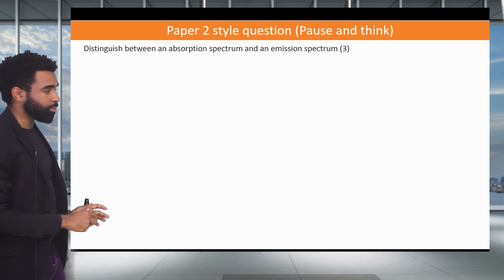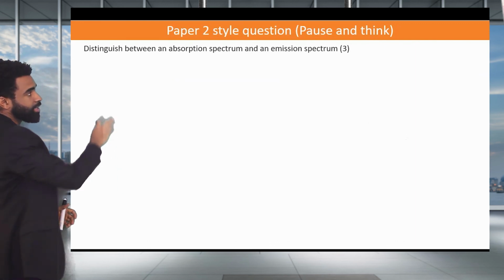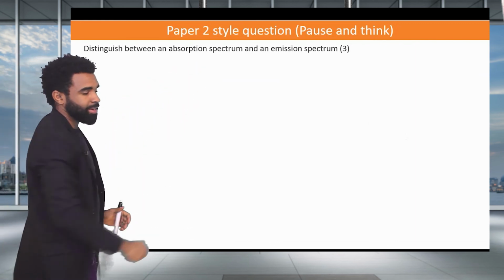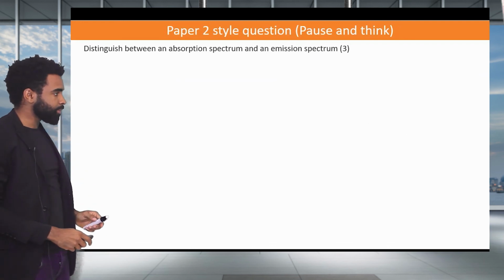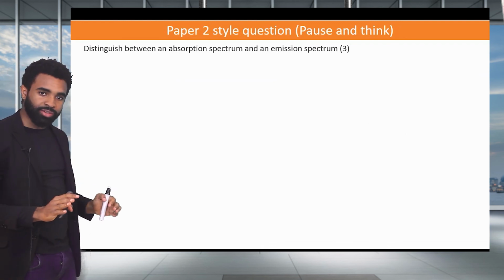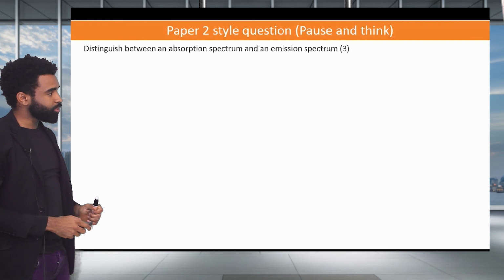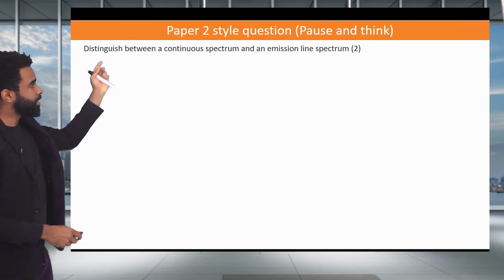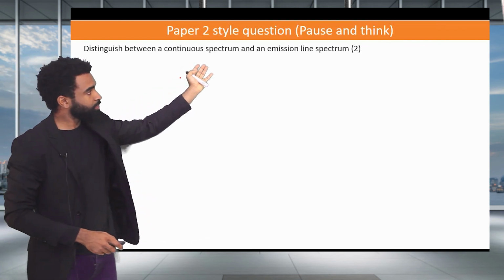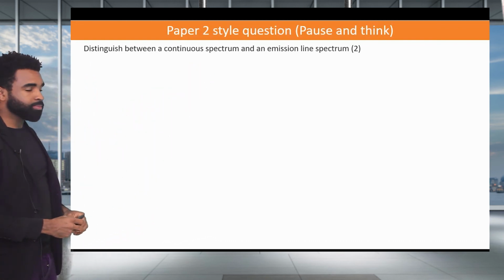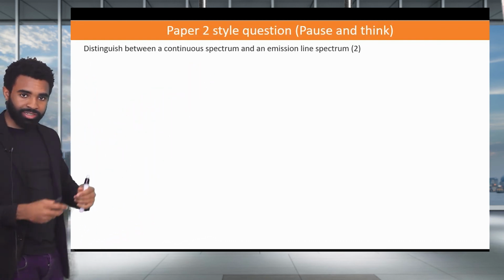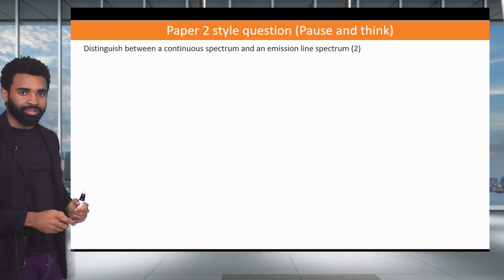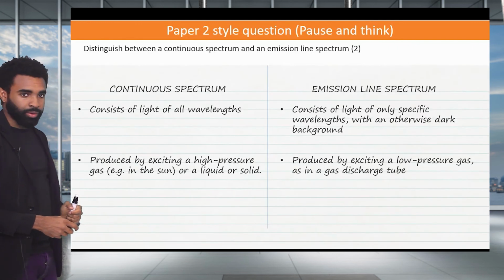Here's another question you might get on paper 2. Distinguish between an absorption spectrum and an emission spectrum for 3 points. Pause and think about how you would answer this. In 3 seconds, I will show you the answer. 1, 2, 3. There's how I would answer it. Finally, we have another one here. Distinguish between a continuous spectrum and an emission line spectrum. Pause again, think about those distinctions. In 3 seconds, I show you my answer. 1, 2, 3. There we go.